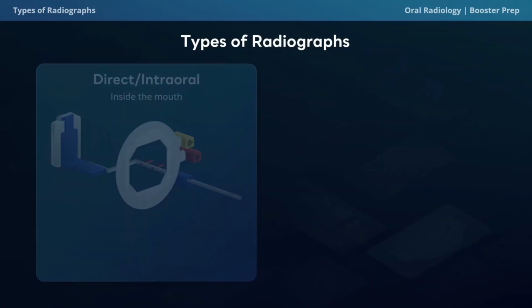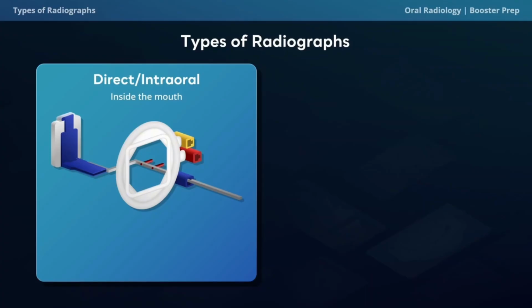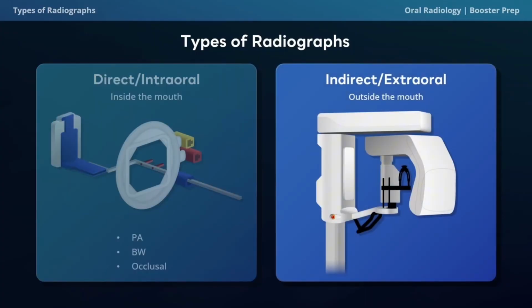First, we have direct or intraoral x-rays, and that just means the receptor is placed inside the patient's mouth, and the x-ray photons then directly hit the receptor and form the image. Common examples are periapicals, bite wings, and occlusal radiographs, and all of these give us different information based on what we're looking for.